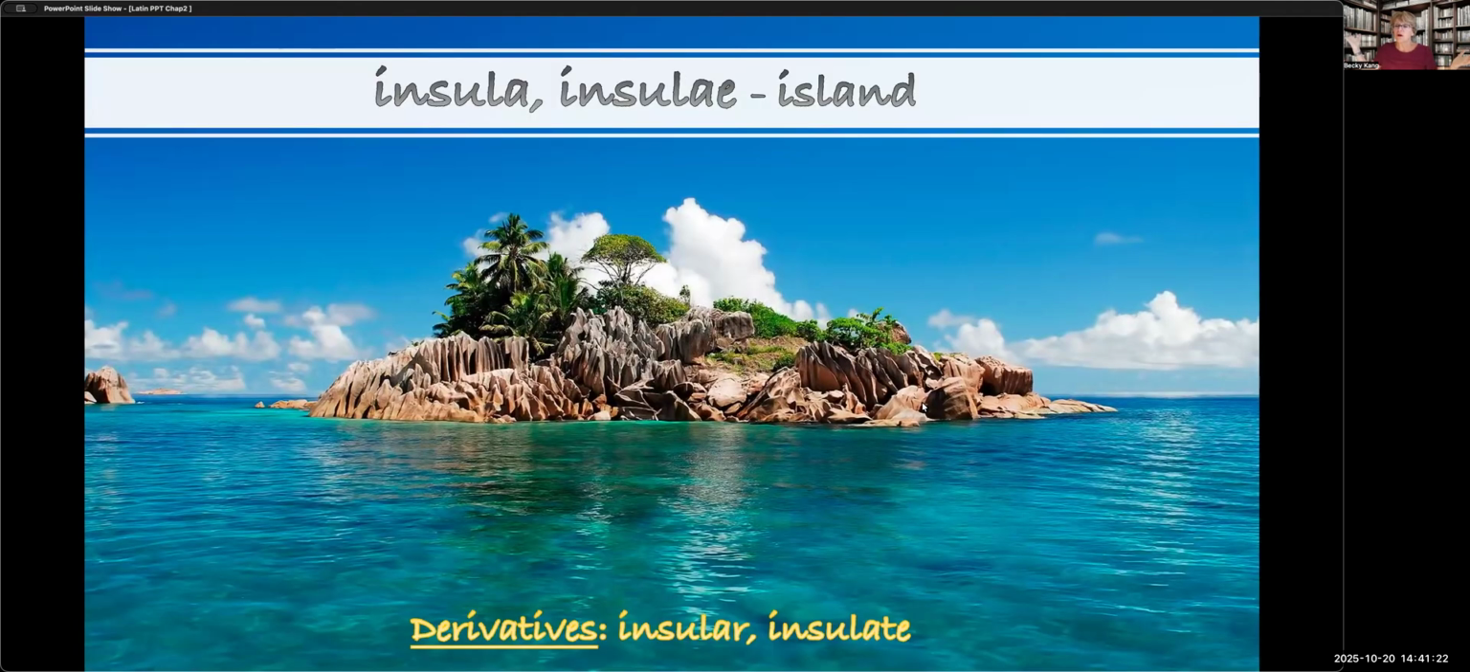And the last word on chapter 2 is insula. It's island. And it's insulated. Insulate is when you are surrounded by something. And that reminds me of being alone. And God says you're never alone. You weren't meant to be alone. And just remember that. That's huge. The enemy wants you to think that you are alone, but you're not. Ever. Never.